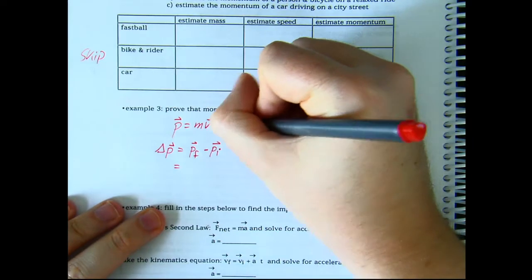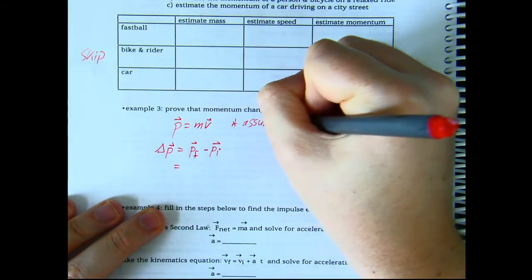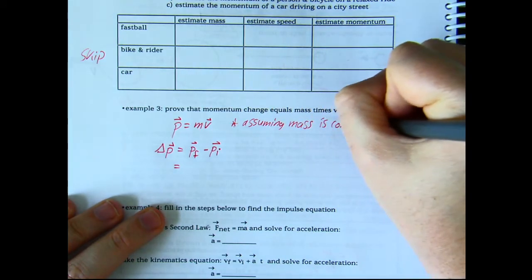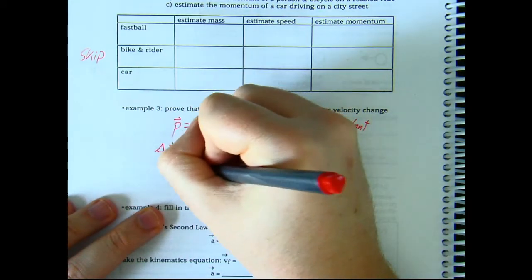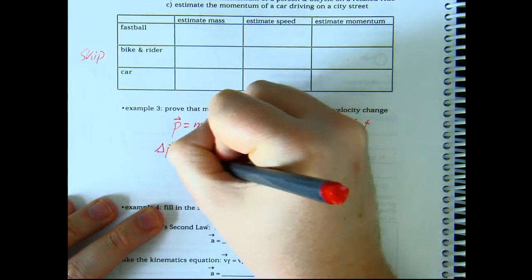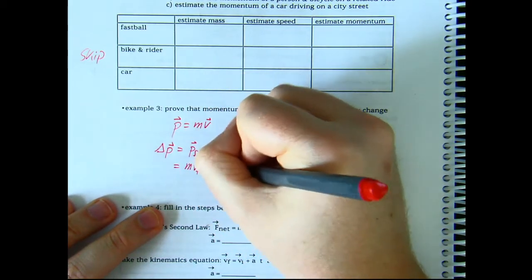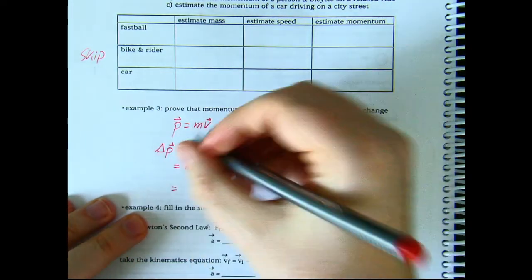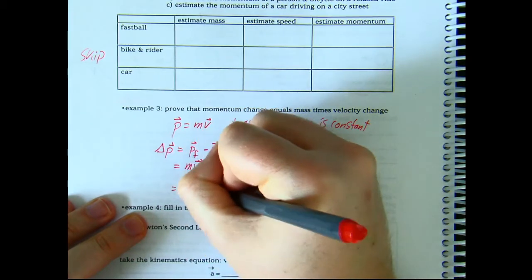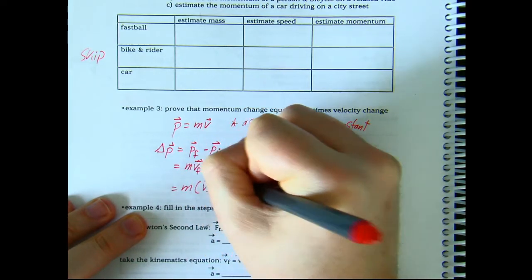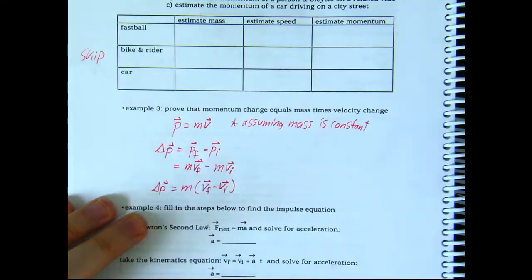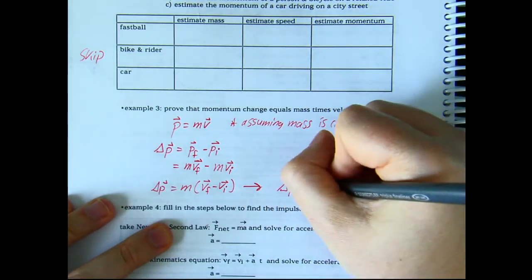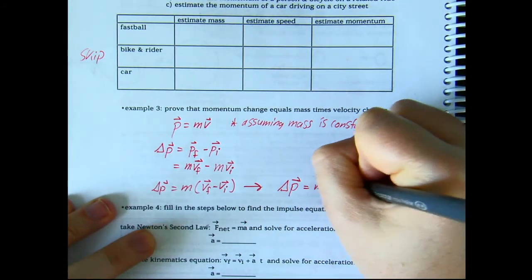assuming mass is constant, what I can see here is I've got my mass times my velocity final minus my mass times my velocity initial. I can factor out a mass from both of these things. So this is going to give me my mass times my velocity final minus my velocity initial. So now what I'm going to get here is that my change in momentum is going to equal my mass times my change in velocity.